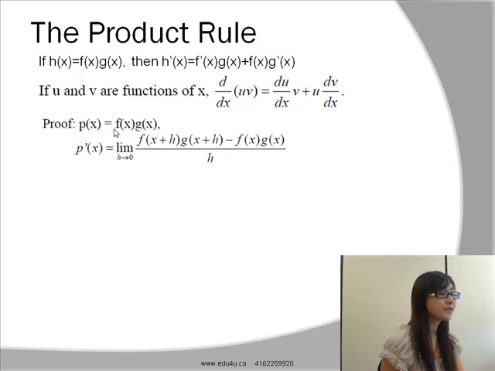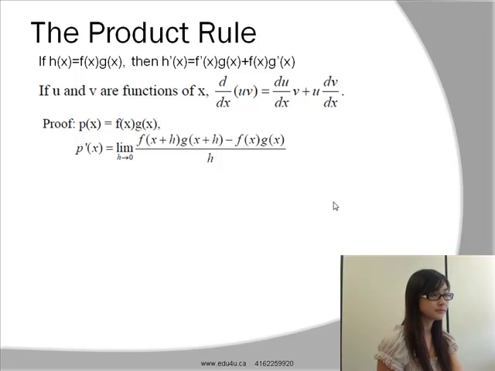Supposedly we have p of x equals f of x times g of x. We write our limit equation down for the derivative of p of x. That's going to be p prime of x equals the limit as h approaches 0 of f of x plus h times g of x plus h minus f of x times g of x, all over h.